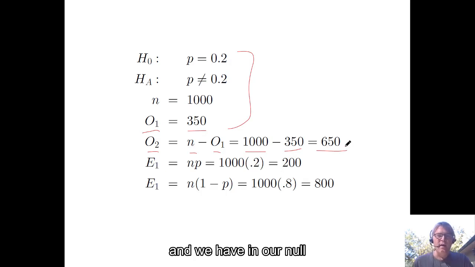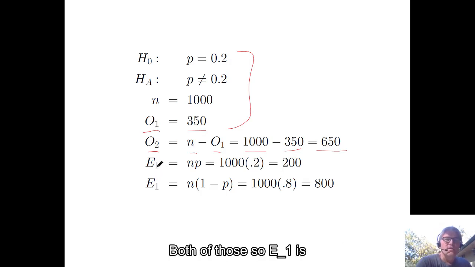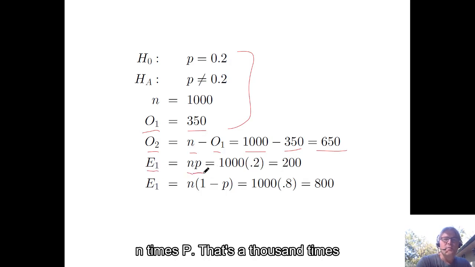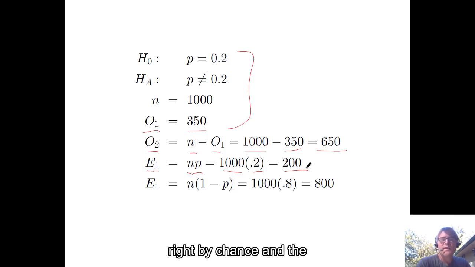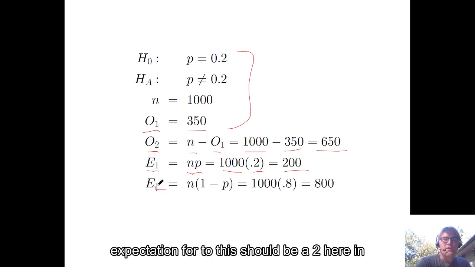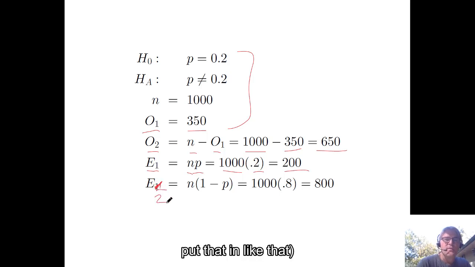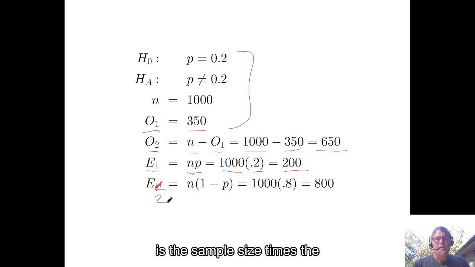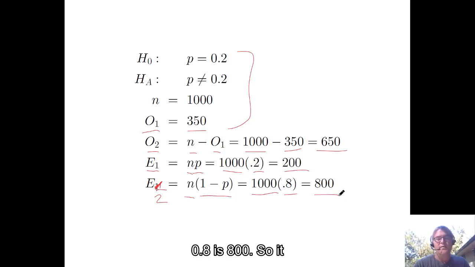And we have in our null hypothesis a way to calculate expectations for both of those. So E sub 1 is n times p, that's 1,000 times 0.2, or 200. That's how many we expect to get right by chance. And the expectation for 2, this should be a 2 here in this subscript, sorry about that, is the sample size times the probability of failure. That was 80%, 0.8. So 1,000 times 0.8 is 800.